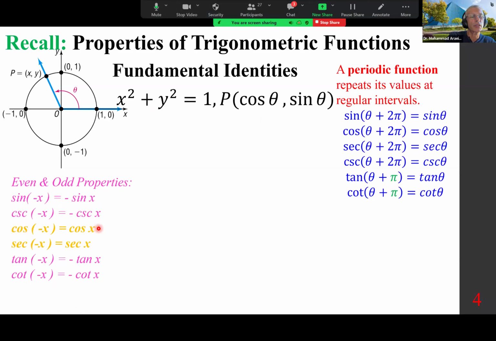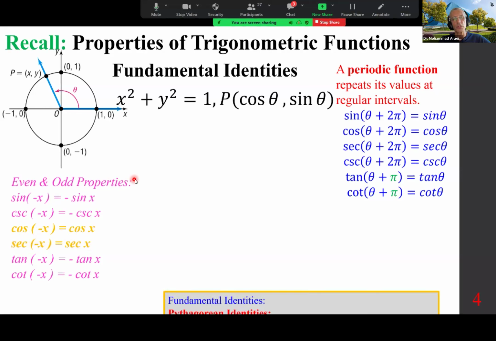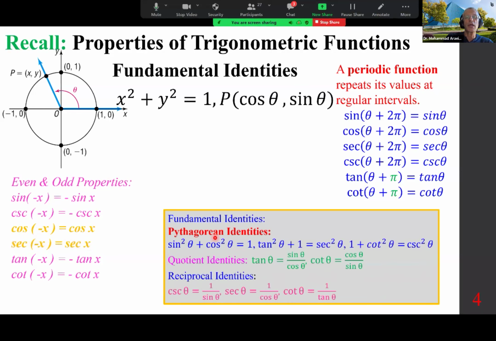That means cosine of minus x is cosine x, and with that goes secant, secant of minus x is secant x. The rest of them are odd functions. Fundamental identities, Pythagorean identities. From here, we can see sine squared plus cosine squared is 1, tan squared plus 1 is secant squared, 1 plus cotangent squared is cosecant squared. And quotient identities: tangent is sine over cosine, cotangent is cosine over sine. Reciprocal identities: cosecant is 1 over sine, which of course means sine is 1 over cosecant. Secant is 1 over cosine, cotangent is 1 over tangent.